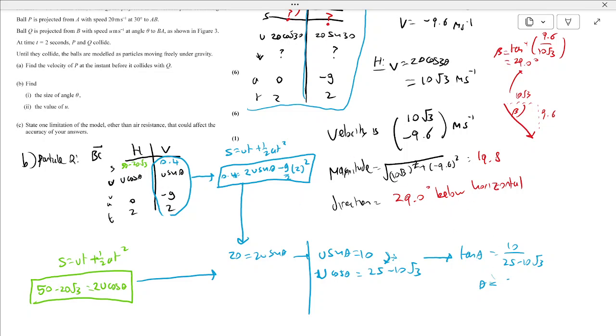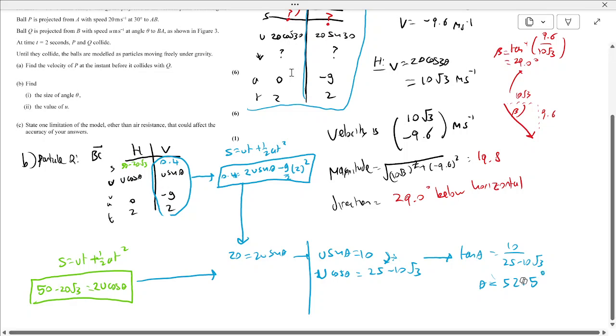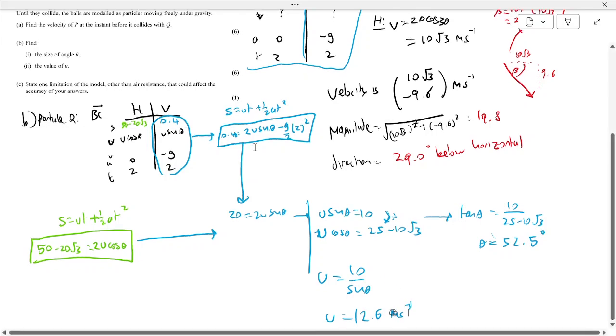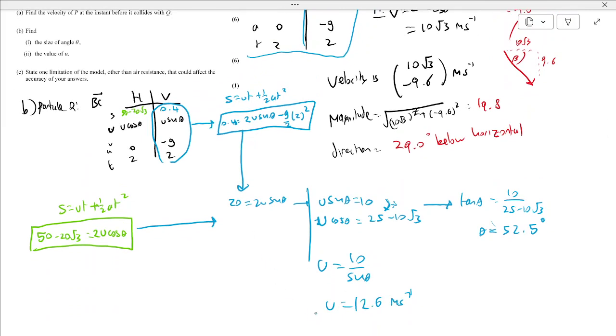gives 52.5 degrees. What I'm going to do is store this exact value in my calculator, either using the answer button or the store function. Substitute that value of theta back into the first equation, u equals 10 over sine theta. So 10 over sine of answer gives me 12.6 meters per second. And I think the question was just saying find theta and find u, so I've answered it.